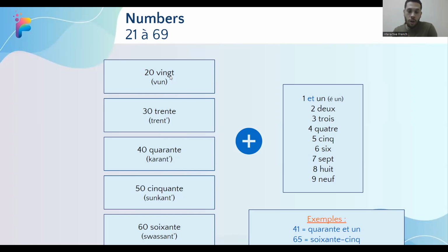So let's jump right into the numbers from 21 to 69 first. Again, here we have the numbers 1, 2, 3, 4, 5, 6, 7, 8, 9, from 1 to 9, on the right, just to make sure. And we have the dozens on the left. So for 20, remember, we saw it last video.